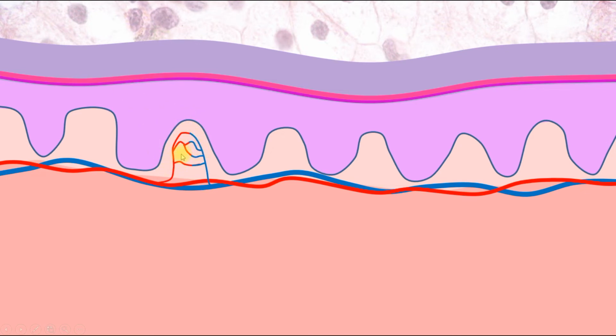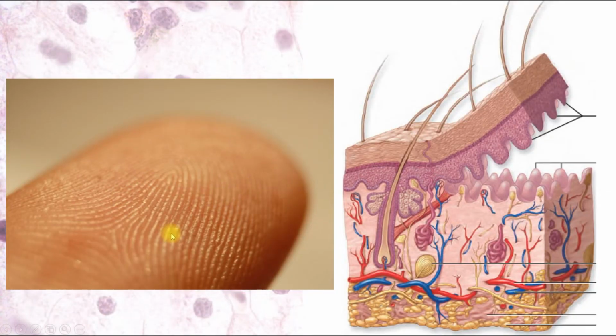So each papilla has its own branch of blood vessel, its own network of blood supply, and nerves also enter each papilla and provide innervation of the skin. So it's a superficial plexus of blood vessels. And the papillary dermis, its shape results in the formation of fingerprints.